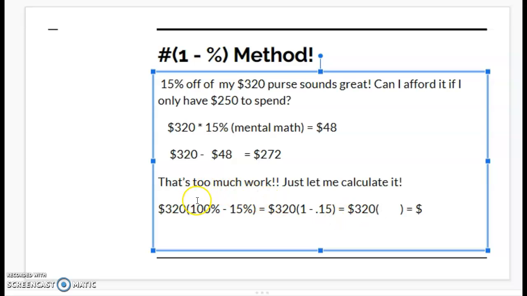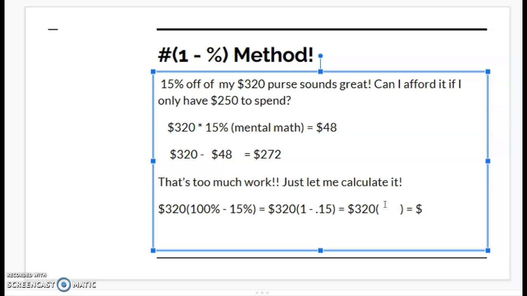First, I want to explain really quick where this comes from. The 1 is really 100%. The savings of 15%, or the percent part of it, is how much you're saving. So what you're really doing is taking the price, $320, minus the 15%, like we did up here, and getting a new number. Well, what that's called is the partner percent. We've talked about that before.